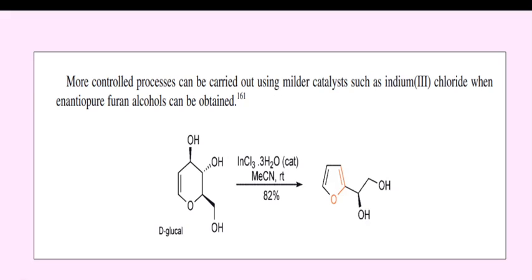Then a more controlled process can be obtained by using milder catalysts such as indium chloride, when enantiomerically pure furan alcohols can be obtained. So this one is indium chloride, which is used as a catalyst, which gives furan alcohols from D-glucal. But the main condition is this reagent, which is indium chloride.